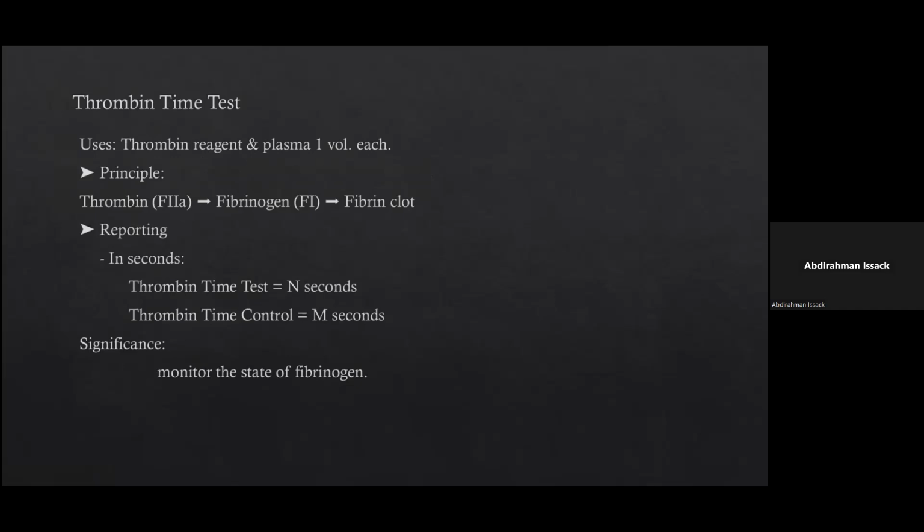prolonged. Okay. Thrombin time is used to assess the fibrinogen levels. It uses the thrombin reagent and plasma, of which all of them 1 volume each. Okay, it's reported in seconds as well, with the control being m seconds and the test n seconds.